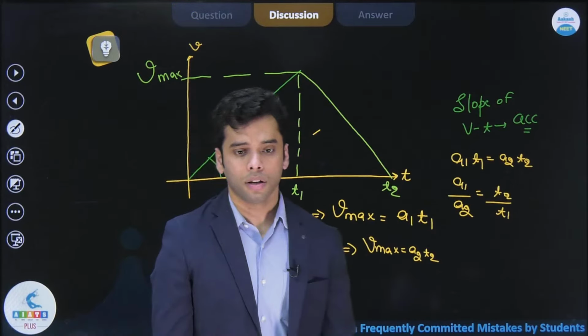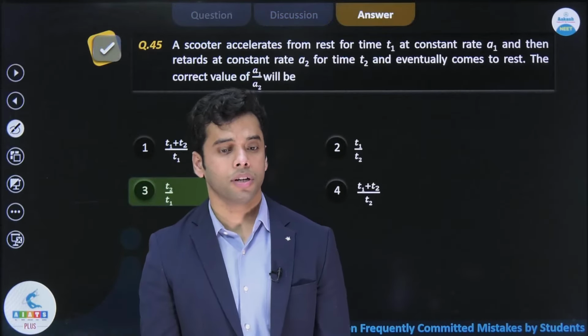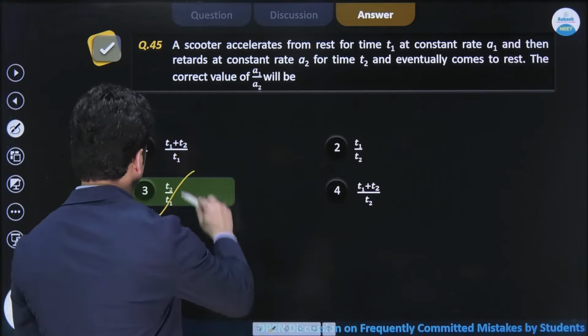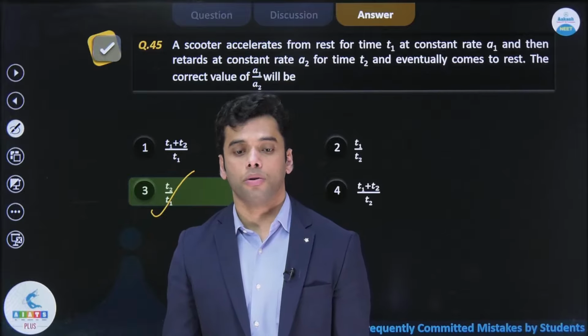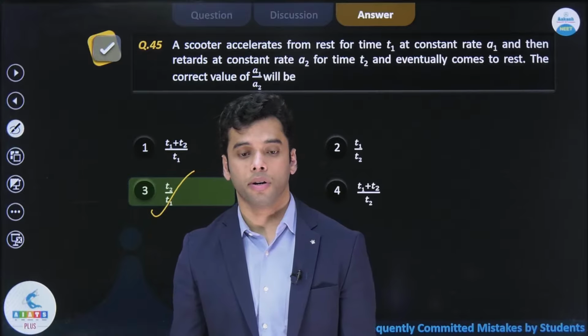I guess 3 आ रहा है option. Yes, option 3 is the correct answer. t2 by t1. किसी को डाउट है बेटा? Any doubt? रविश मलिक good. अंजलि मौर्य good.